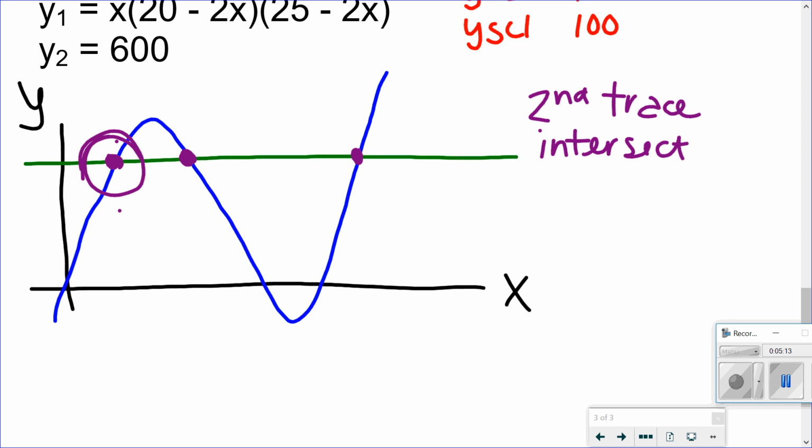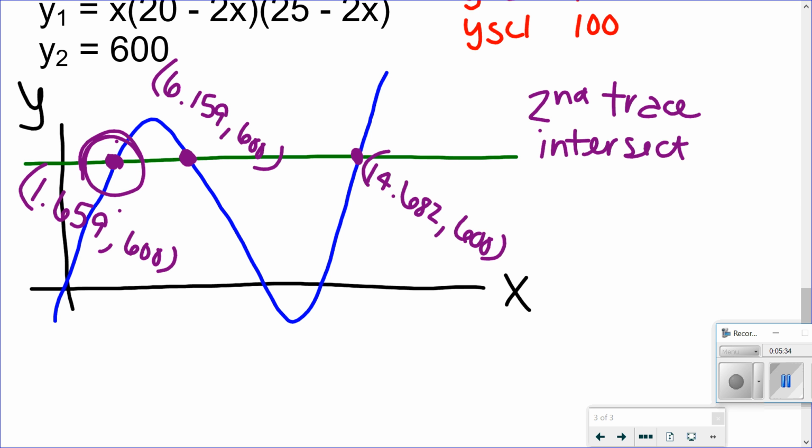I got the point roughly 1.659, 600. Okay, pause the video, go find your other two intersection points. When you're done, play the video. Okay, these are the points I got: 6.159, 600, and 14.682, 600, and then the one we found to begin with, 1.659, 600.